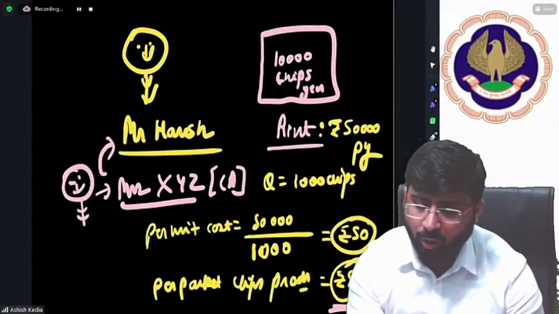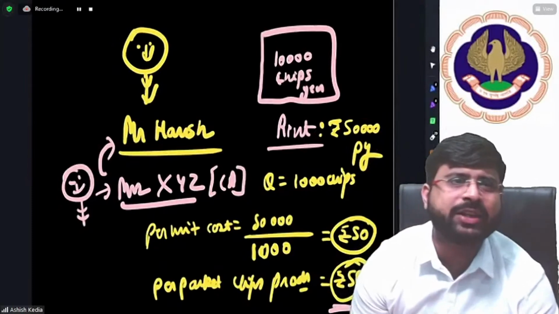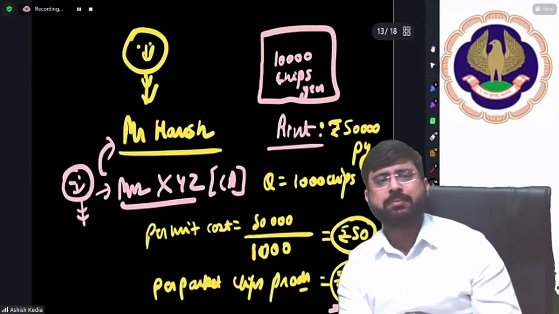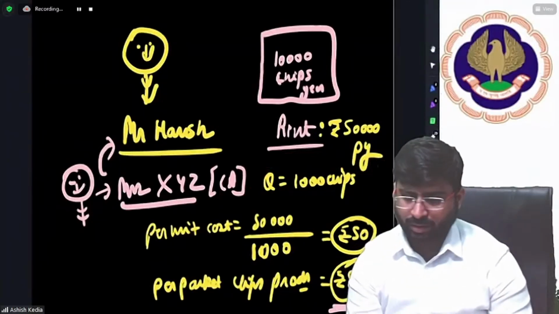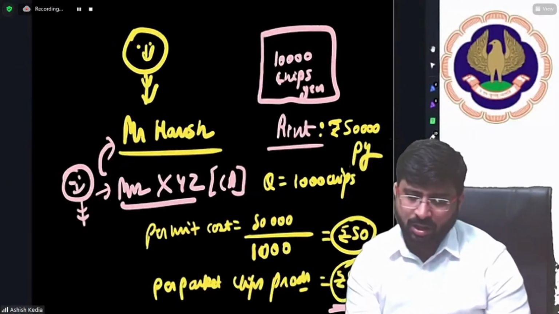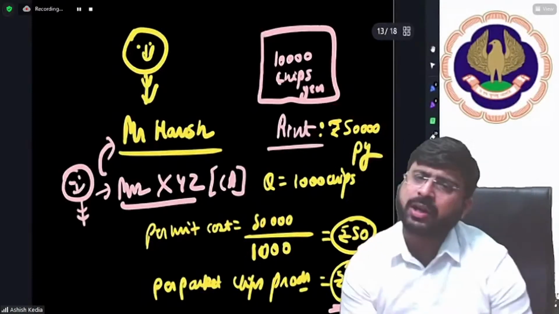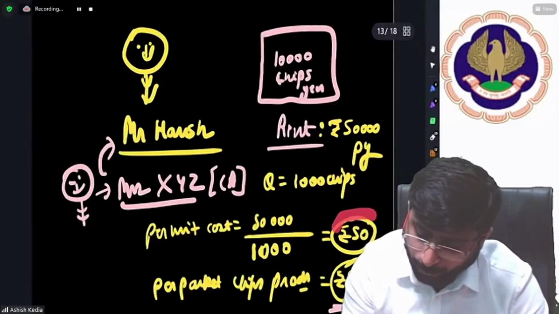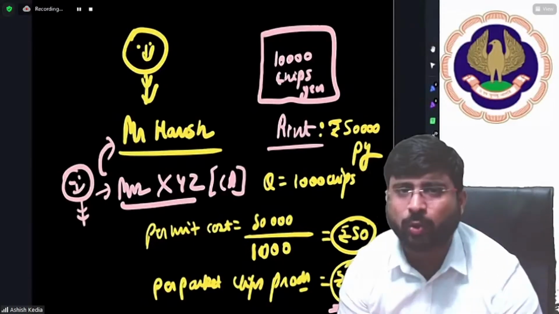The godown rent is 50,000 per year. Now, Mr. Harsh finds that demand is too low. So Mr. Harsh is producing only 1,000 chips. Yes, sir. Only 1,000 chips Mr. Harsh is dealing with. So can you tell me what is the per unit cost? Now see, 50,000 per year and producing only 1,000 chips. So 50,000 by 1,000, per packet of chips the cost is 50 rupees.